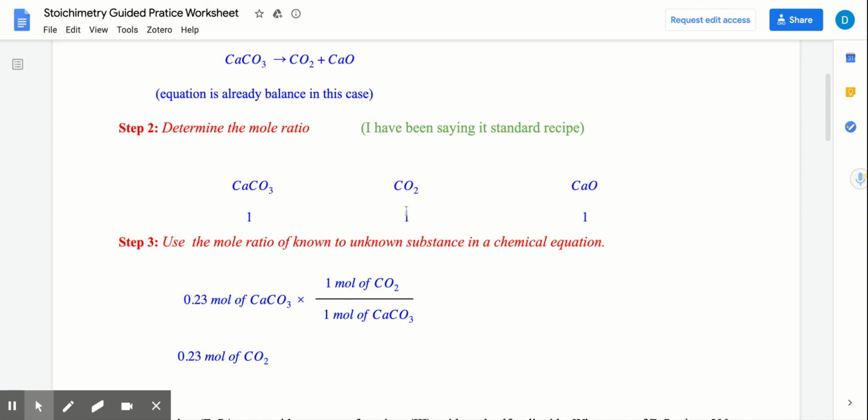And how do I know that? When I look at the mole ratio here. So basically, you just cancel out, and then 0.23 moles multiplied by this one will result in 0.23 moles of carbon dioxide. This is how you determine the number of moles of an unknown substance in a chemical reaction using the molar ratio.